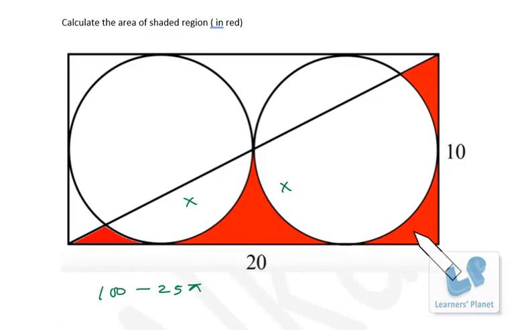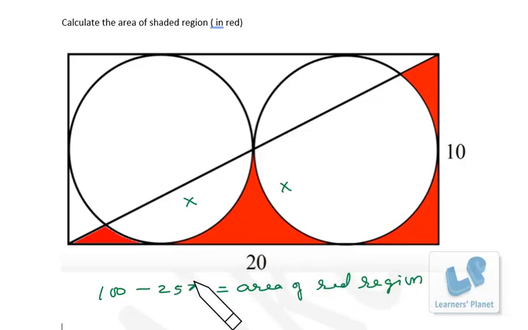So 100 is the area of the triangle, and 25 pi is the area of one full circle. So the area of the shaded region, or red region, is 100 minus 25 pi. So I hope this problem is clear to you. You just have to understand the concept of symmetry. Since this diagonal is dividing the rectangle into two equal parts and there are two equal circles, that means the area of this portion will be equal to the area of this portion, right?